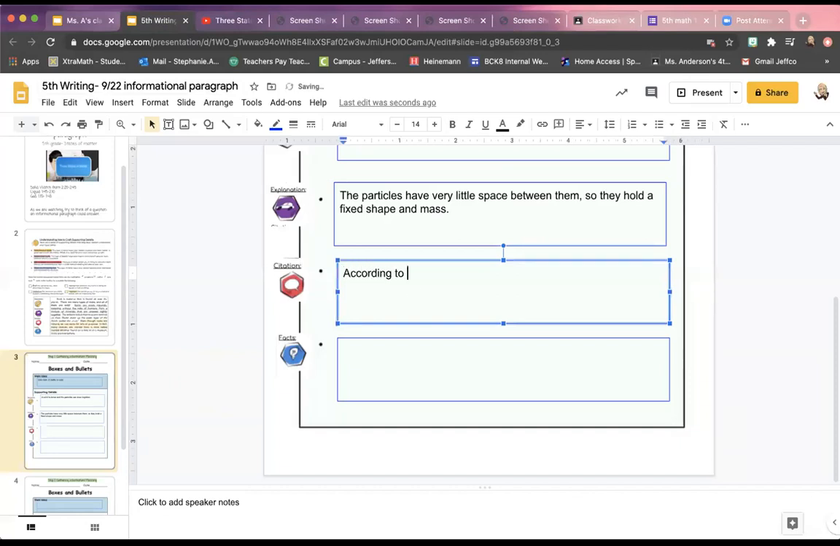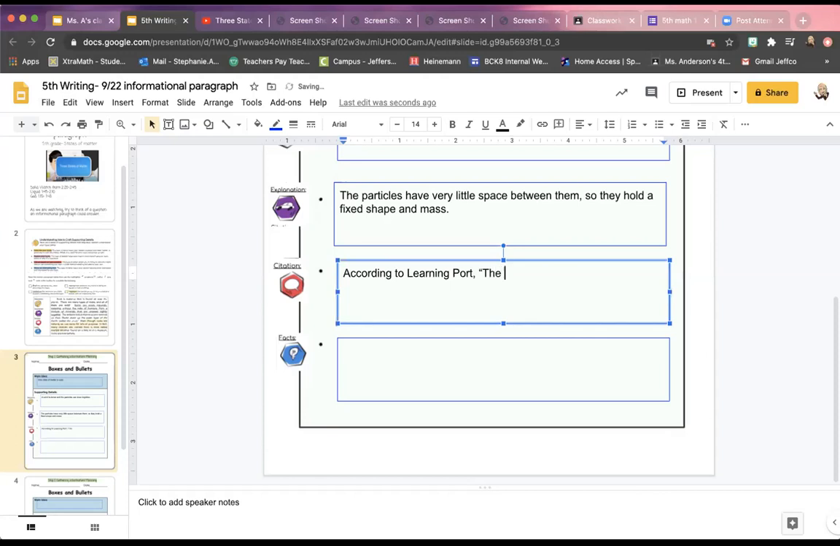According to Learning Port, and you guys can use it for liquid as well. Obviously, don't use the same quote, but you could say according to Learning Port or in the Learning Port video, however you want to say that.